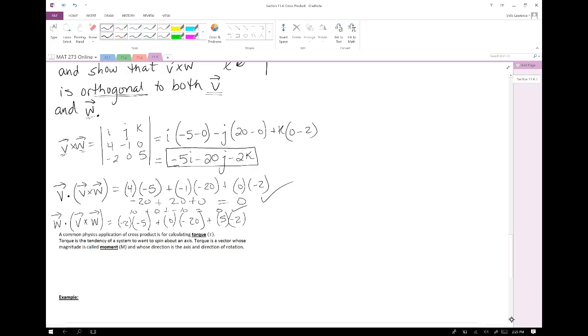One very common physics application that we use cross product for is for calculating torque. Torque is a measure of a system's tendency to want to spin about an axis. And torque is a vector. Since we use cross product to find it, the result is going to be a vector. The magnitude of the torque vector is called moment, which gives a numeric value in foot-pounds or whatever our units are for our system to want to spin. And then the direction associated with this torque vector gives us the axis that it wants to spin around.